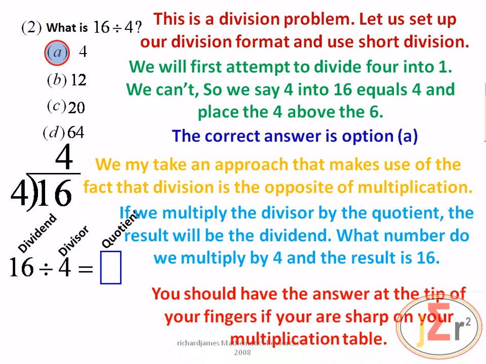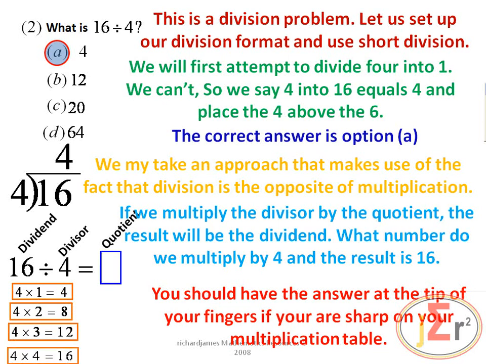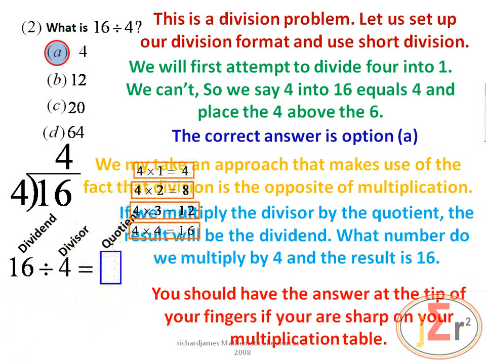If you are sharp on your multiplication table, then you would have no difficulty doing that. So you should have the answer at the tip of your fingers. What number do we multiply by 4 and the result is 16? 4. Alright, so Jerry is sharp. He has his multiplication tables right at the tip of his fingers. But we are putting them there and they will disappear, so make sure that you catch it.